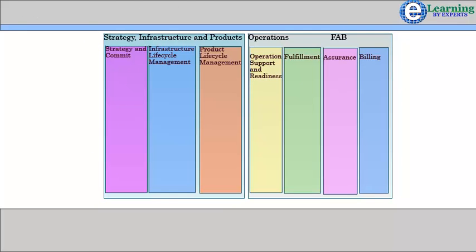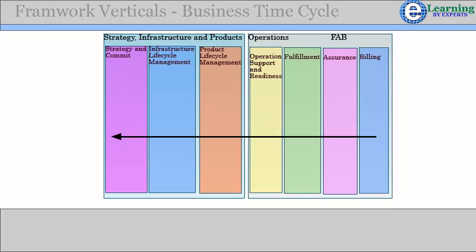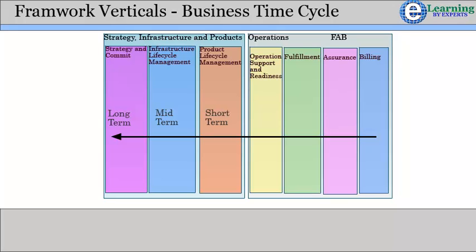Each of these end-to-end process groupings has different business time cycles. That is, as you move from right to left, generally the time cycle becomes longer. For example, strategies change less often than infrastructures, which change less often than products, which change less often than operations support processes, which change less often than customer fulfillment, assurance, or billing requests.